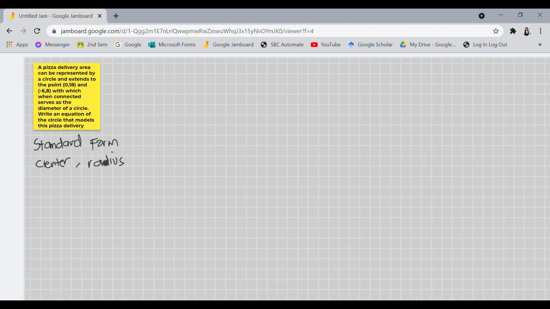And then you go back to the problem. What are the given conditions? What are the given parts? In the problem, you are given 2 points. Those 2 points serve as the endpoints of your diameter, which is also an essential part of the circle.